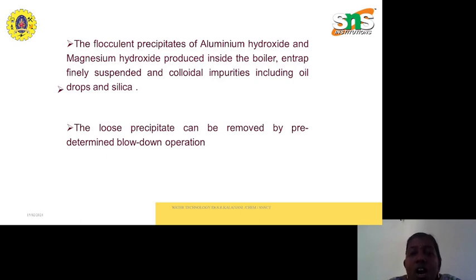So comparatively, among all the conditioning methods, colloidal, carbonate, phosphate, calgon, sodium aluminate, the sodium aluminate conditioning method is very cheap and best and easily acceptable method.